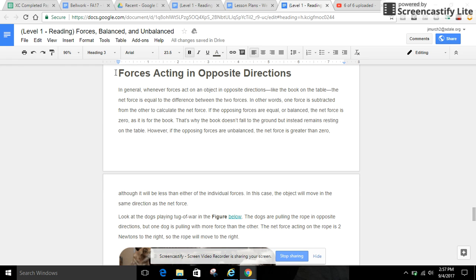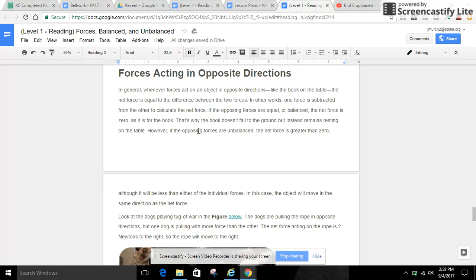Forces acting in opposite directions. In general, whenever forces act on an object in opposite directions, like the book on the table, the net force is equal to the difference between the two forces. In other words, one force is subtracted from the other to calculate the net force. If the opposing forces are equal or balanced, the net force is zero, as it was for the book. That's why the book doesn't fall to the ground, but instead remains resting on the table.